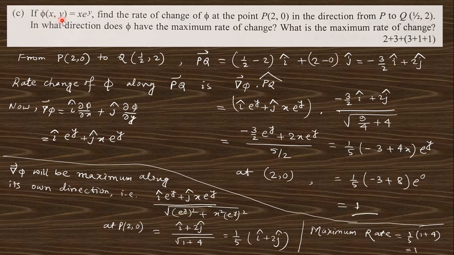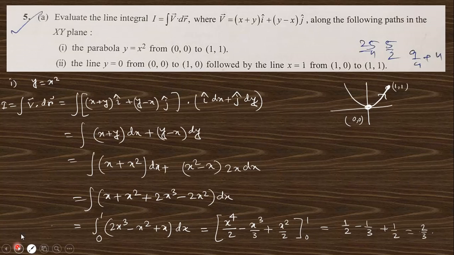If phi of x, y equals x times e to the power y, find the rate of change of phi at the point P in the direction of Q. In what direction will phi have the maximum rate of change, and what is the maximum rate of change? For that you need to find P to Q, so the PQ vector will be like that. The rate of change of phi along PQ will be the gradient of phi dotted with the unit vector. So the unit vector can be found like that, you will get this answer, and this will be maximum along this direction, and if you take the dot product it will give you 1 also. So go to the next question.